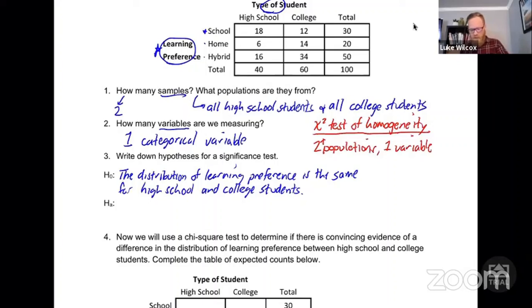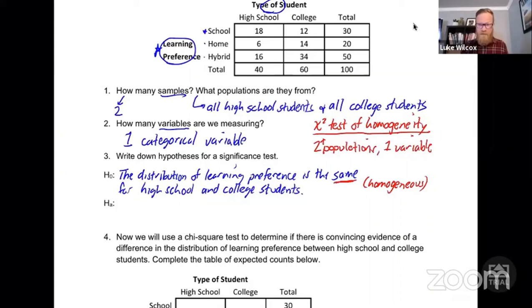And I do want to point out here a connection that, when we talk about things being the same, that's where the term homogeneous comes in. Homogeneous means the same. So you can see why this is called a chi-squared test of homogeneity.